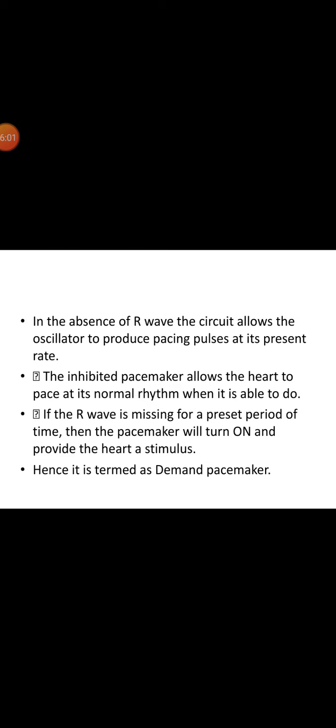So in the absence of the R wave, the circuit allows the oscillator to produce pacing pulses at its preset rate. The inhibited pacemaker allows the heart to pace at its normal rhythm when it is able to do so. If the R wave is missing for a preset period of time, then the pacemaker will turn on and provide a heart stimulus. So hence it is termed as demand pacemaker.